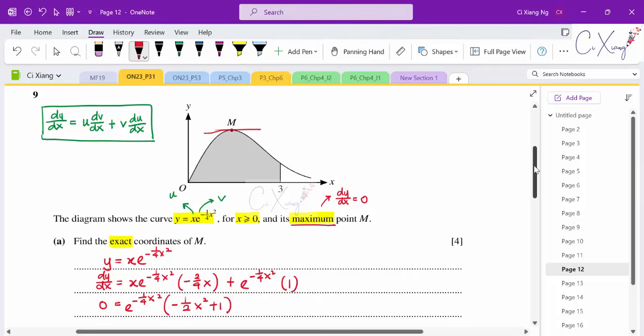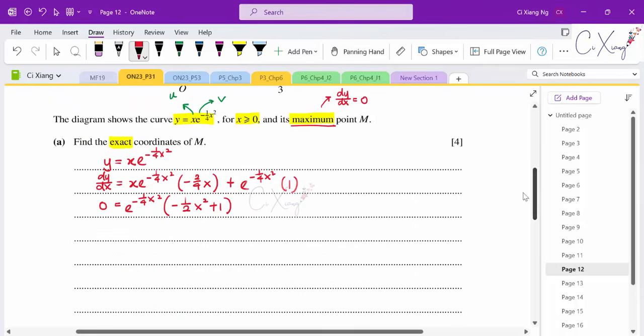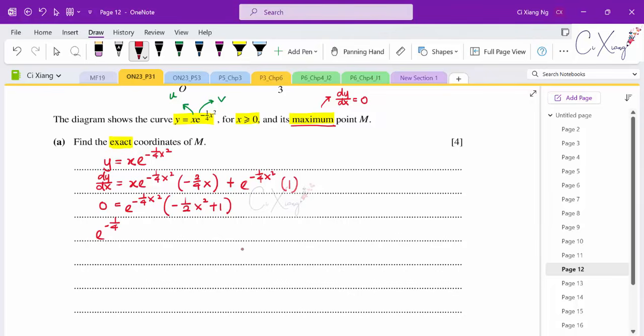So that you can find the x coordinate of the maximum point. There are two equations that you need to solve. The first one is e power negative 1 over 4x squared equals 0. And another equation is 1 minus half x squared equals 0. For the first equation, if you try to take ln on both sides to get the value for x, ln 0 will give you a math error. Therefore, we are not able to get any solution from this part, so we are going to ignore this equation.